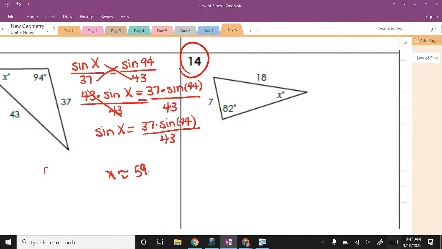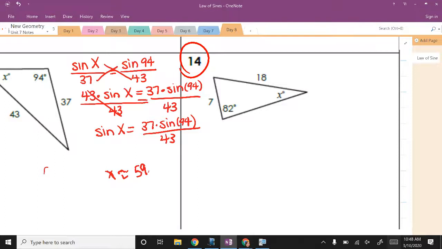This one's 7, 82 degrees. This is X degrees. And that one's 18. So how do you set up this ratio for law of sines? Sine of X over 7 equals sine of 82 over 18. So the angles over the opposites. So on one side you have 18 times sine of X equals 7 times sine of 82 degrees, right?